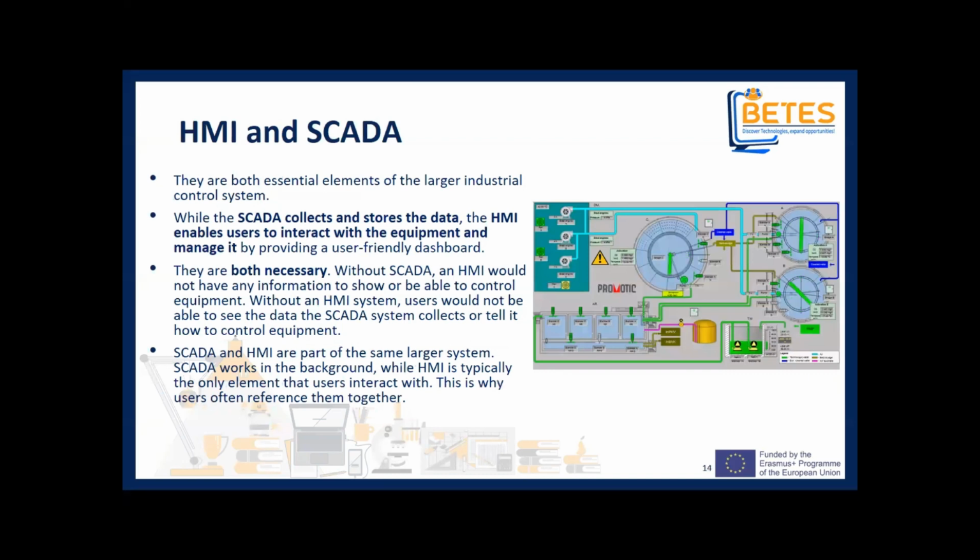I will try to be short and not bombard you with information. HMIs and SCADAs are both essential elements of a larger industrial control system. You can see here a bigger SCADA system which collects and stores data. What we can understand is that the system depends on the facility. A bigger facility will have a bigger SCADA system. If we have 10 tanks in our facility, we should have 10 tanks in our SCADA system.